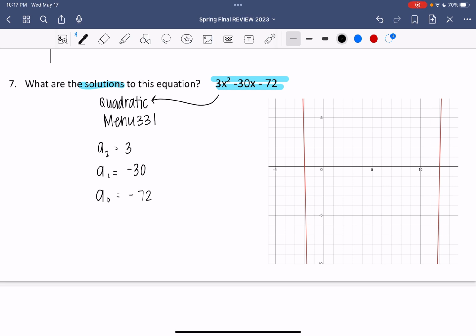All right. Again, I do not have this ability. So even if you don't remember, your solutions are the same thing as your x-intercepts. So that's why I graphed it. So my x-intercepts here are this negative 2 and this positive 12. So my solutions are negative 2 and 12.